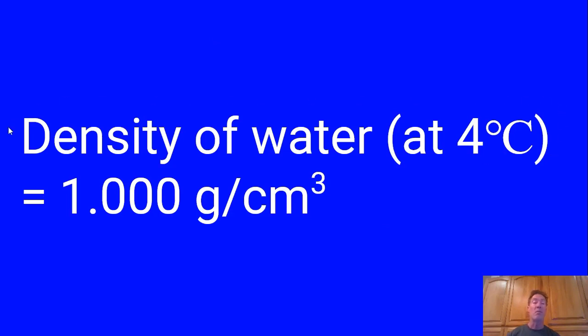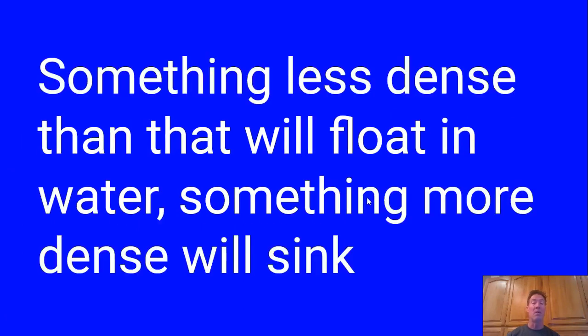So this is a reference. This is a frame of reference, and you'll need to know that. You'll need to know that the density of water is 1.000 grams per cubic centimeter. So it's 1 gram per cubic centimeter. That should be easy to remember, and you will need to know that.